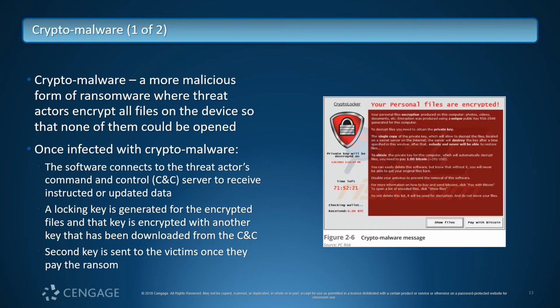Crypto-malware. This is a much more aggressive form of ransomware where threat actors will actually encrypt all of the files on your device, so none of them can be opened. Now, once infected with crypto-malware, the software is going to connect to a threat actor's command and control server to receive instructions or updated data. A locking key is generated for encrypting the files, and then that key is encrypted with another key that has been downloaded from the CNC. The second key is sent to the victims once they pay the ransom. So you can see here the instructions on the right of what is done in order to make this happen.